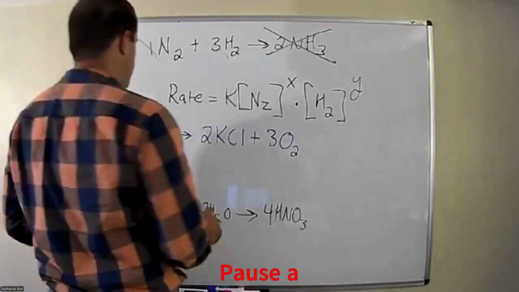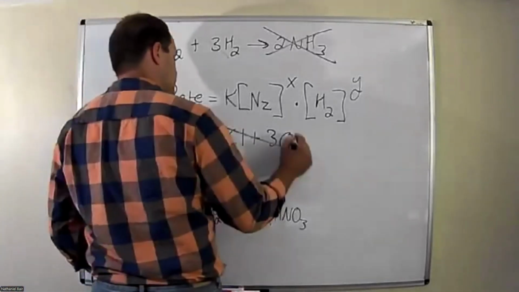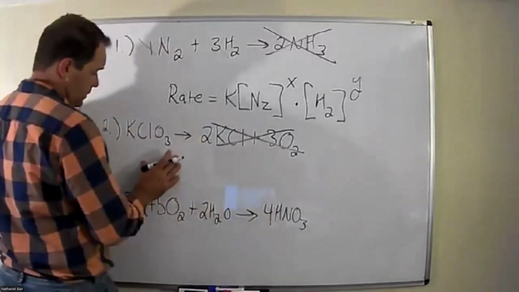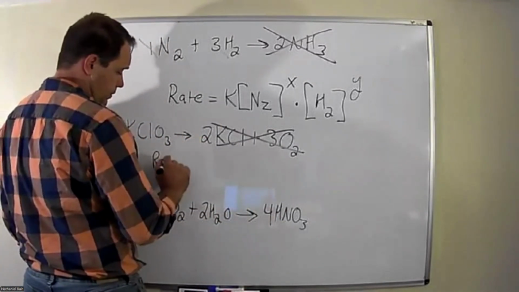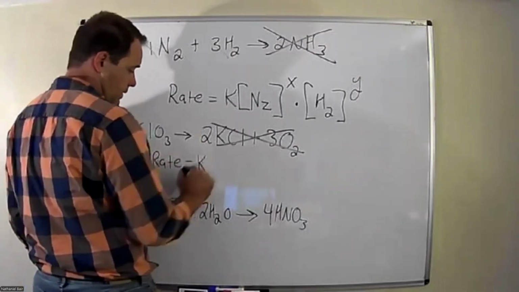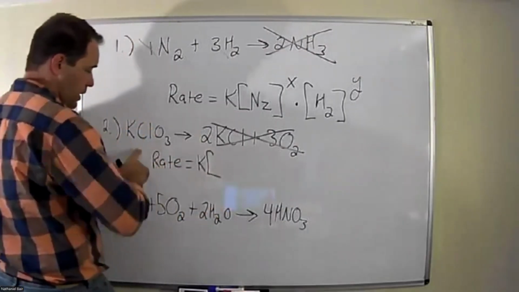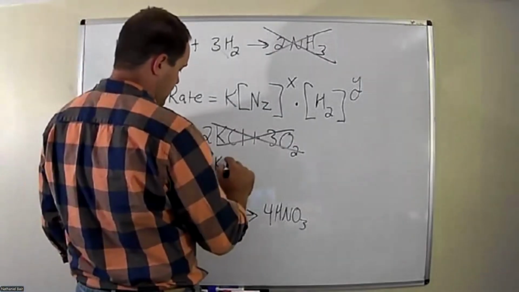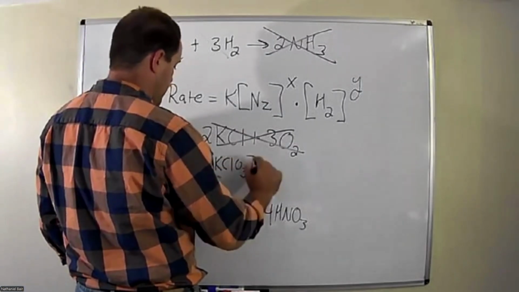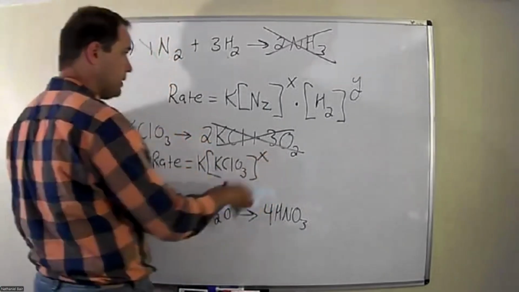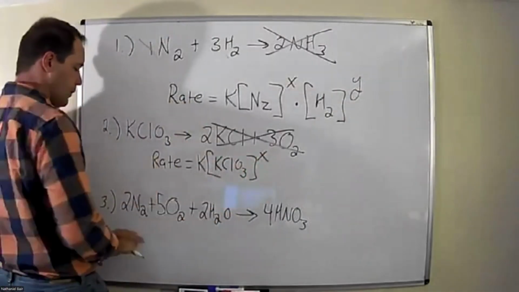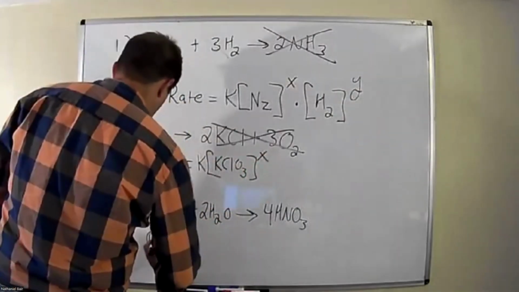Right. So the first thing, the products don't go into the rate law expression. So I just cross out the products. My rate law is going to be the rate of this reaction equals some constant K times the concentration. I only have one reactant in this decomposition reaction. So times the concentration of KClO3, raised to some order X. Again, in a moment, we're going to talk about how to get these orders. Hang in there.